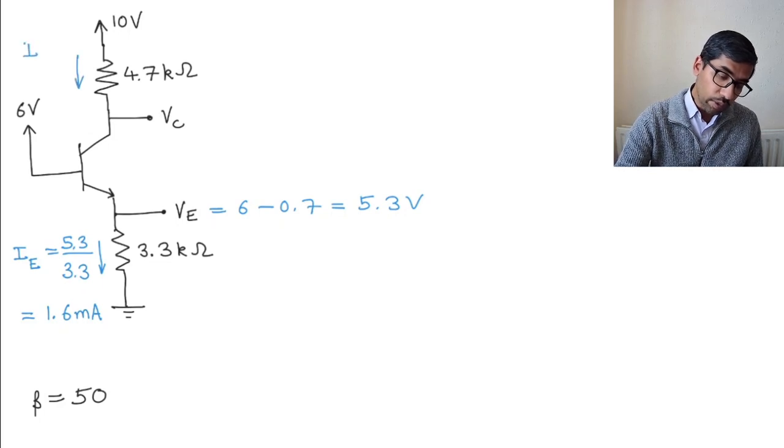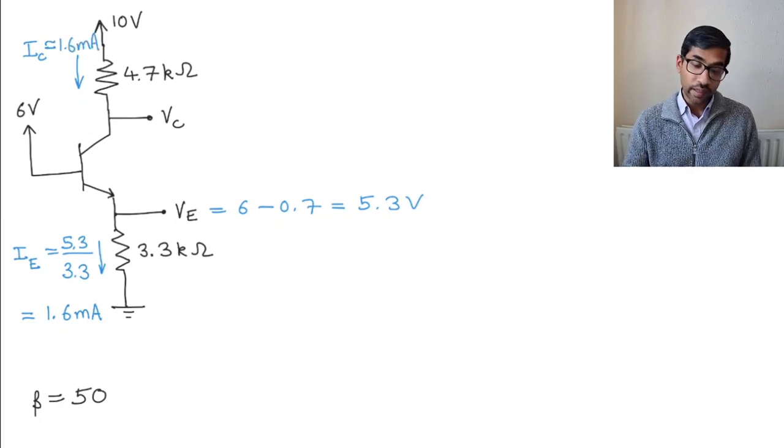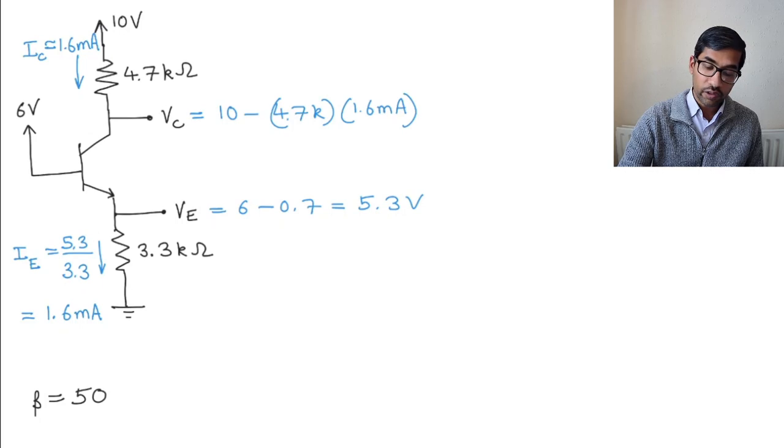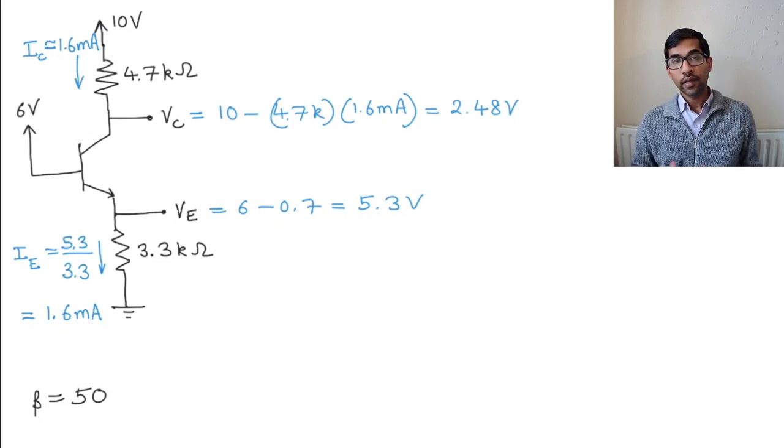Collector current also will be approximately the same, right? It's approximately 1.6 milliamperes, and therefore you can calculate the collector voltage as 10 minus 4.7 k times 1.6 milliamperes, which turns out to be equal to 2.48 volts. Now that we've done that, let's check whether this transistor is in active mode.